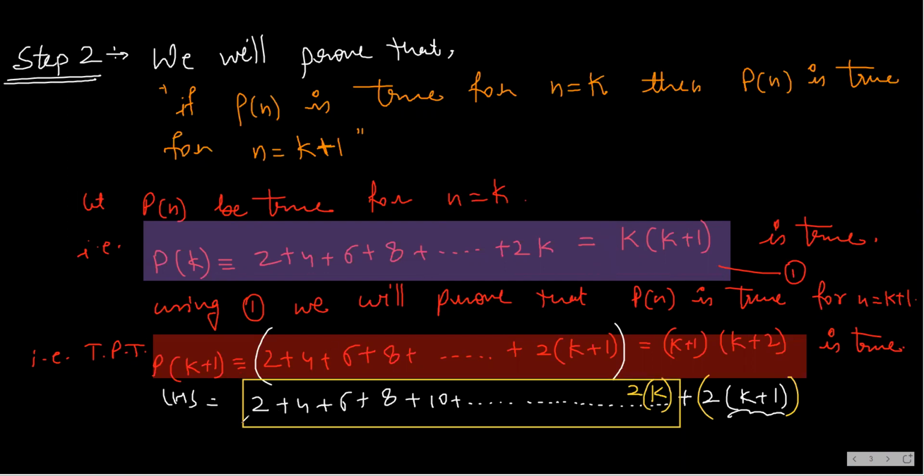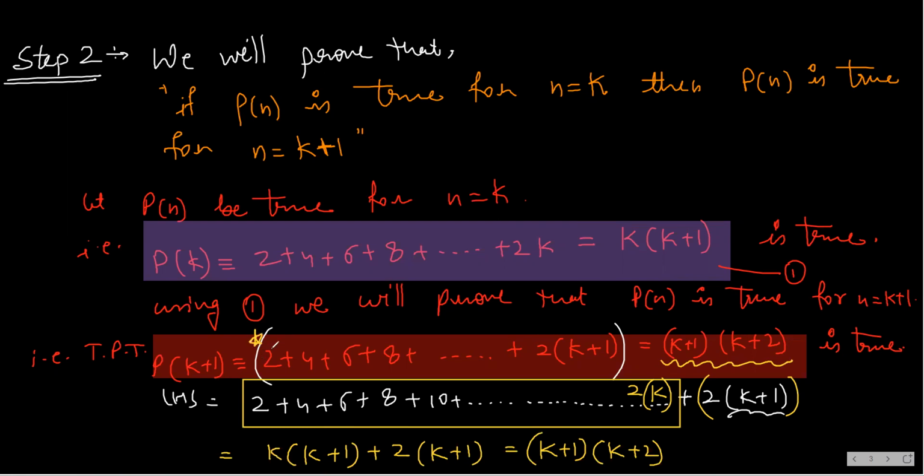Okay, so let me write. So the next step, I get k into k plus 1 plus, here I have 2 times k plus 1. Okay, now taking k plus 1 common. So if you take k plus 1 common, you will get k plus 1 out, you will get inside the bracket k plus 2, and you will be surprised that, see, you had started with LHS, and see what are you ending up with? You end up with RHS. So here what did you prove?